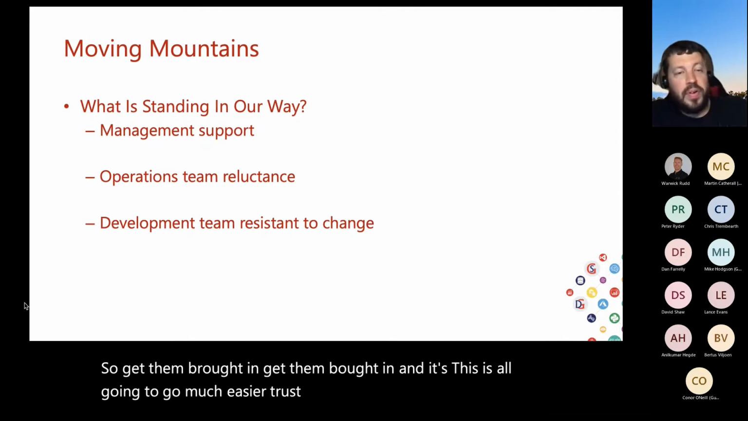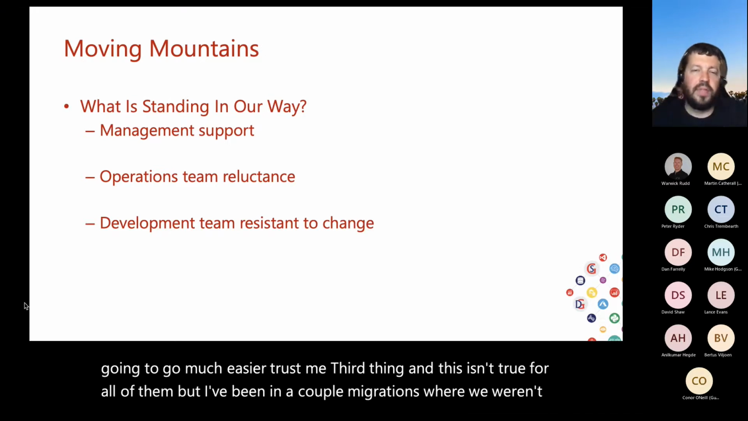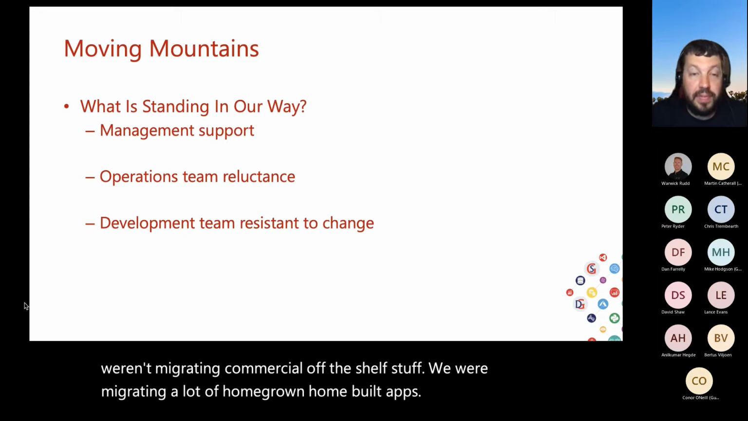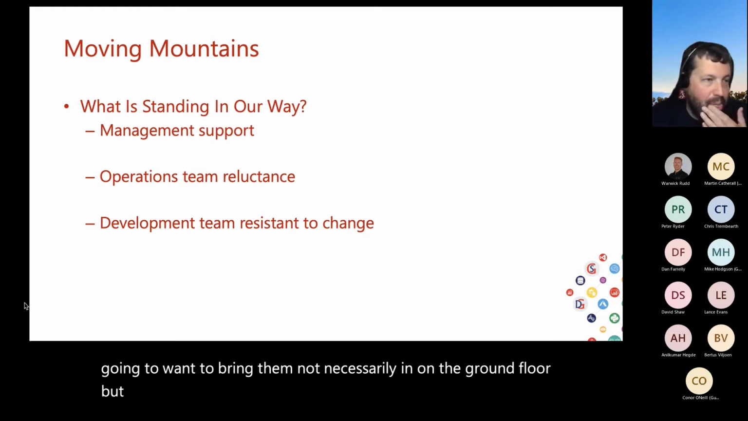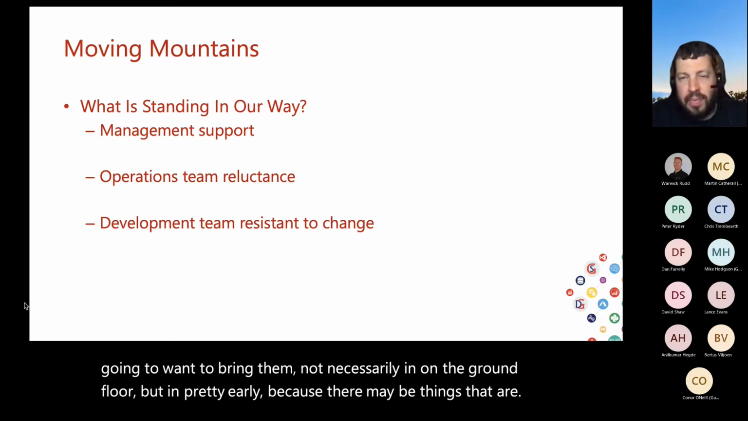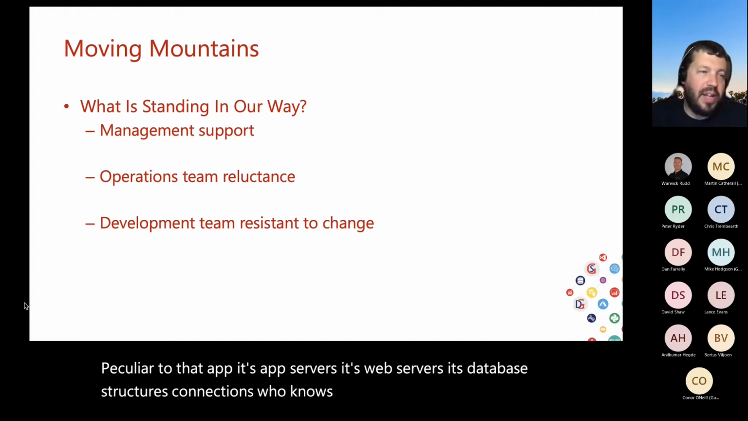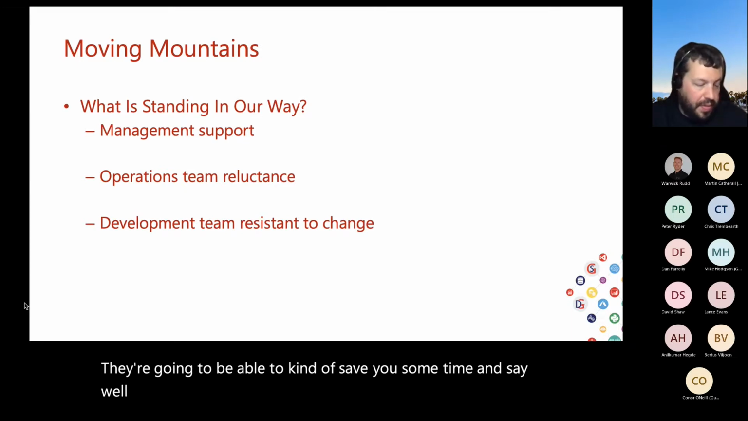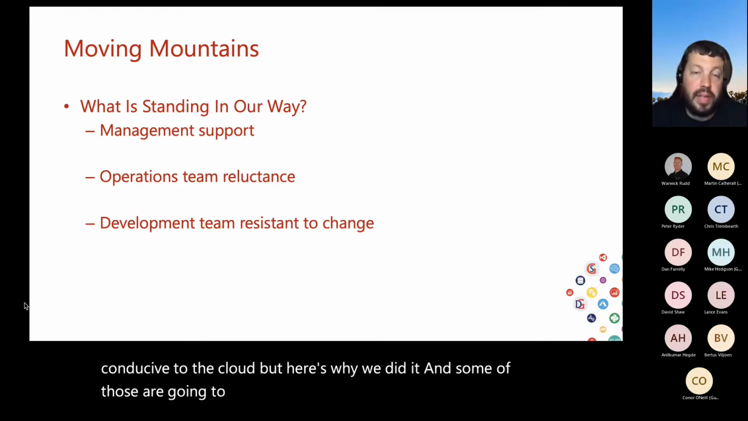Trust me. Third thing, and this isn't true for all of them, but I've been in a couple migrations where we weren't migrating commercial off-the-shelf stuff. We were migrating a lot of homegrown, home-built apps. Where applicable, if the development team still exists and enough of the folks still work there and the app is relatively recent, you're going to want to bring them in, not necessarily on the ground floor, but pretty early, because there may be things that are peculiar to that app. It's app servers, it's web servers, it's database structures, connections, who knows what, where they're going to be able to save you some time and say, well, it's set up like this for this reason. We know that's not really conducive to the cloud, but here's why we did it. And some of those are going to need some special treatment to get migrated right.